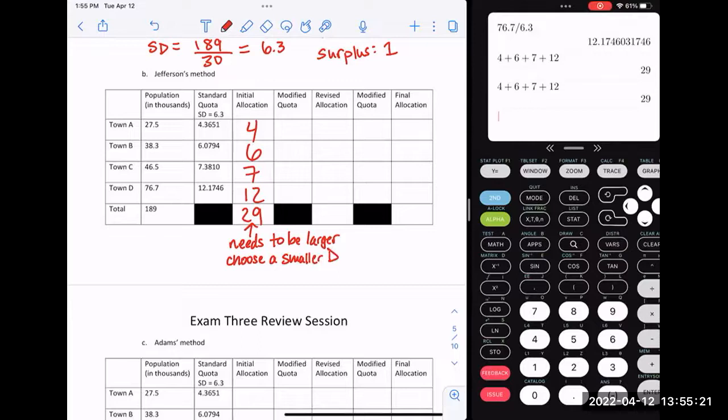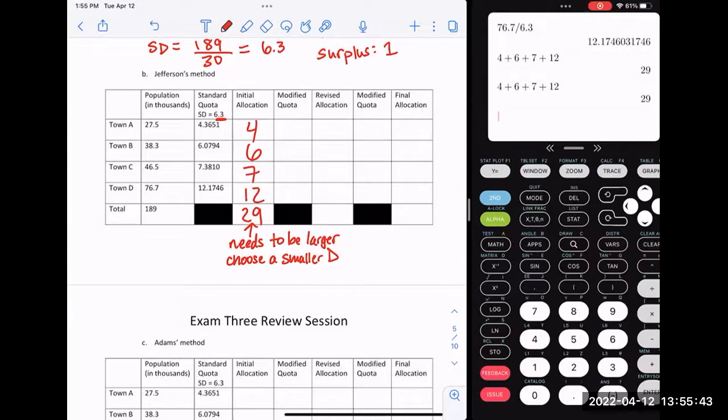So the divisor that we were using was the 6.3. So I'm just going to use something smaller than that, right? So technically you can try anything smaller than that. So you can try 6, you can try 5.7, you can try 5.5, you can try 6.2.